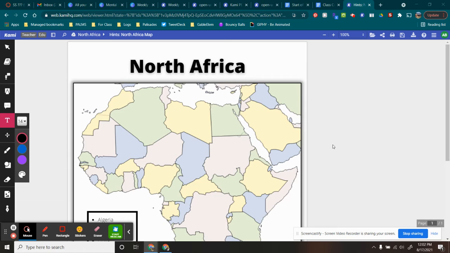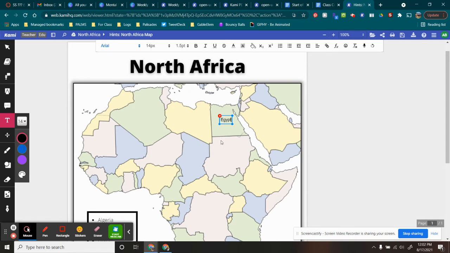This is a classic case of label the ones you know and then try to fill in the rest using little strategies here and there. So, if we're going to label the ones that jump out at us, I always start with Egypt. You should remember Egypt from sixth grade, right? You studied the ancient civilization there. The shape is pretty identifiable, so you should be good with that one.